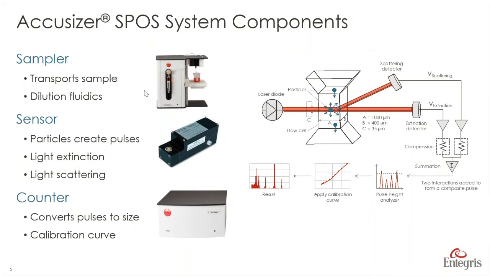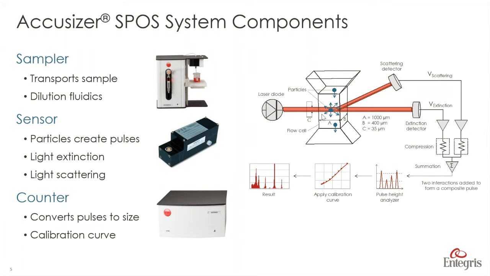Here is the instrument we're going to use for the data we'll show you today. This is the AccuSizer single particle optical sizing system. There's a sampler for moving the sample from the container up through the sensor. There's the sensor where all the action occurs. This is where we take the measurement. And there's the counter, which is a pulse height analyzer.